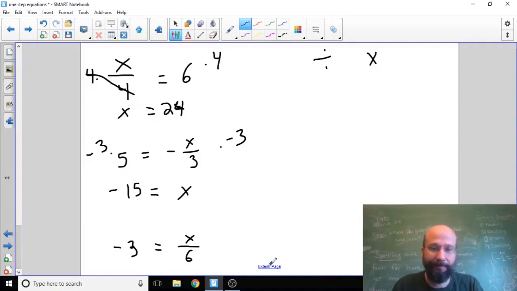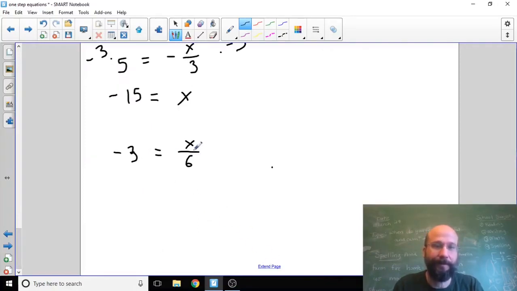And our last one, this is division, and the opposite is multiplication. So we're going to multiply by the bottom number, which is 6. So that gives us -18 equals x.